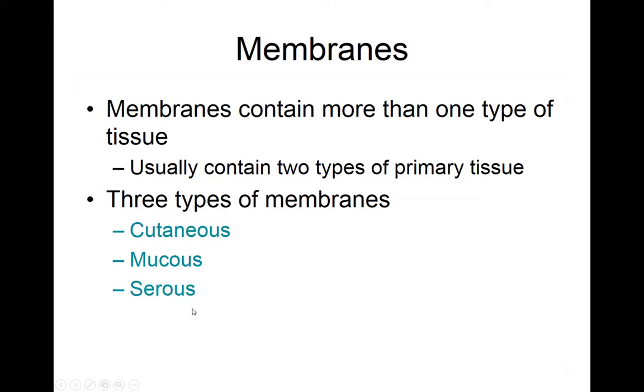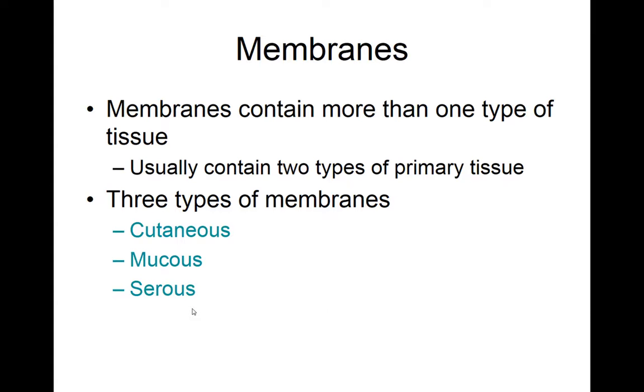So the last couple things that I want to mention are a little bit about membranes. The membranes that we have in our body usually contain at least 2 types of tissues, 2 of the tissues that we've talked about. And there's 3 membranes I want to just cover with you. The cutaneous membrane, which is your skin, right? The term cutaneous just means skin. And that's actually the next chapter that we'll cover.